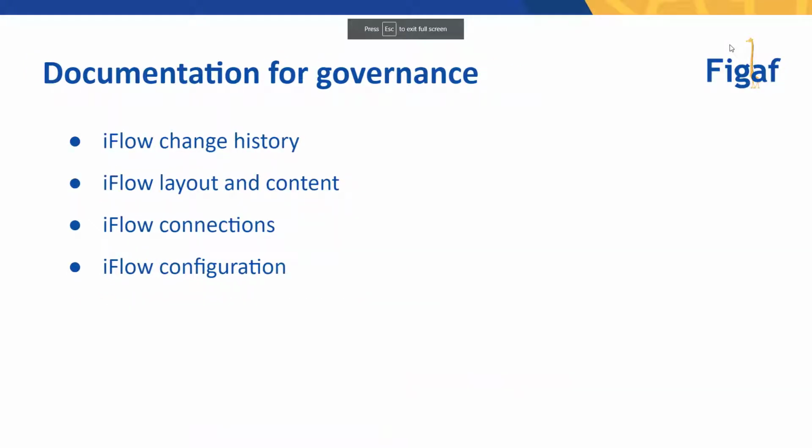And then obviously you may also have documentation for governance, and this is a different league and a different requirement. This is the change history. This is the links to the Jira incidents. This is iFlow layout and content. If you want to show that across different platforms, the connections and the configurations. All of this is also something that can be auto-generated with the link to the Jira ID. That means you get full access and understanding about what's going on.